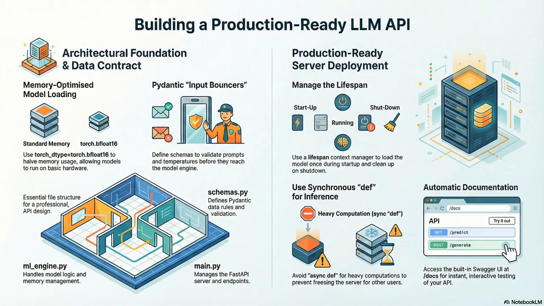Always. If a user sends a temperature of, like, 500, the math inside the model just breaks. You'll get garbage. So in our schema, we add constraints. We say temperature has to be between 0.0 and 1.0. And what happens if I send a temperature of 2.0? The API rejects it on the spot. It doesn't even bother waking up the LLM. It just sends back a clean error message saying, basically, invalid input.